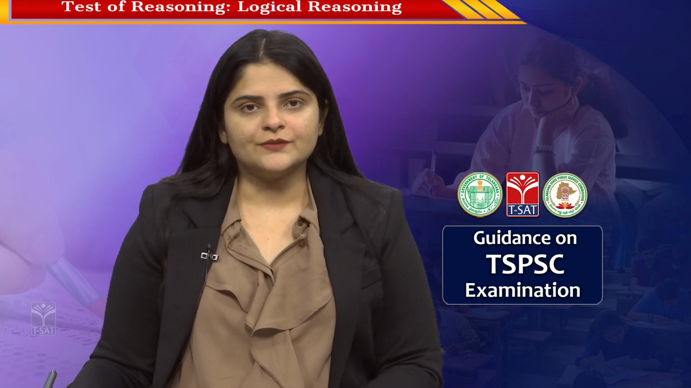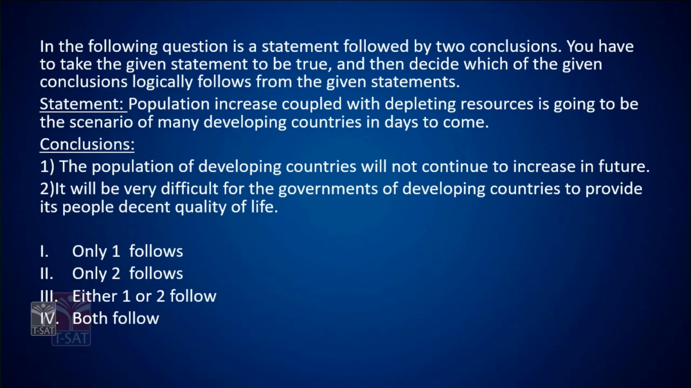Let's look at the next question now. It's the same again. You are given a statement and you have conclusions. We have to see which conclusion follows from the statement accurately. The statement is: population increase coupled with depleting resources is going to be the scenario of many developing countries in the days to come. The conclusions are: the population of developing countries will not continue to increase in the future. And the second conclusion is: it will be very difficult for the governments of developing countries to provide its people a decent quality of life.